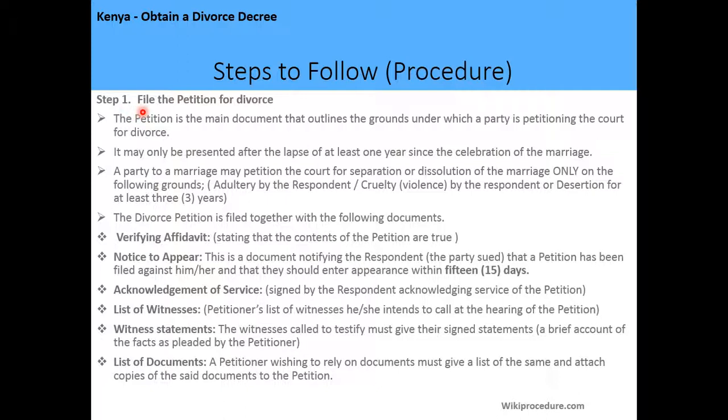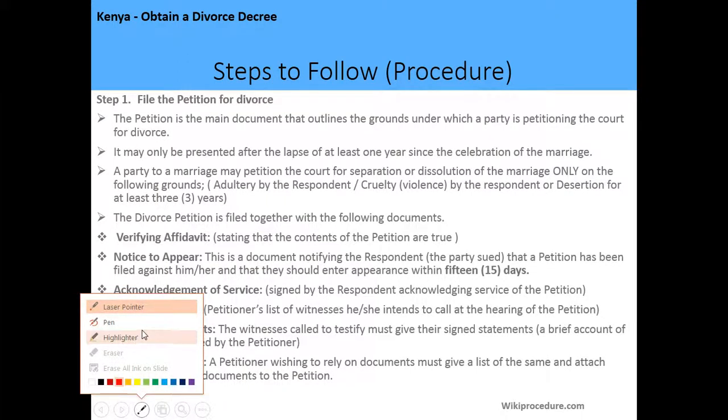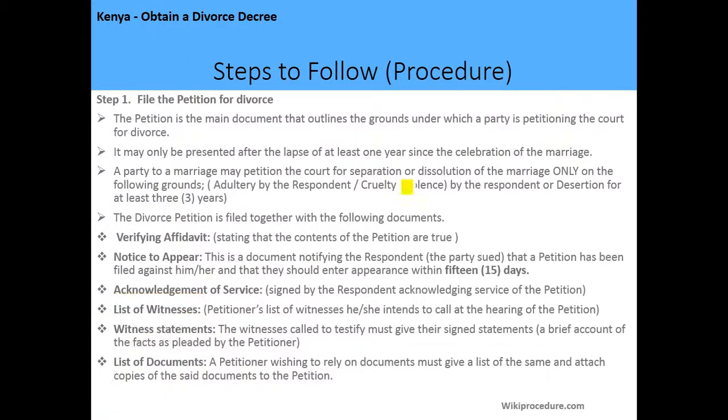The first step, or the steps to follow, the first step is to file for the divorce petition, and the petition is the main document that outlines the grounds under which a party is petitioning the court for divorce. It may be presented after the lapse of at least 1 year since the celebration of the marriage. So you have to note that the petition can only be presented after a lapse of at least 1 year since the celebration of the marriage.